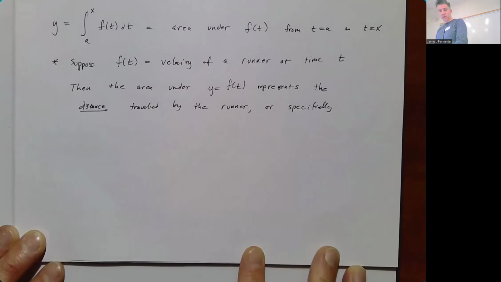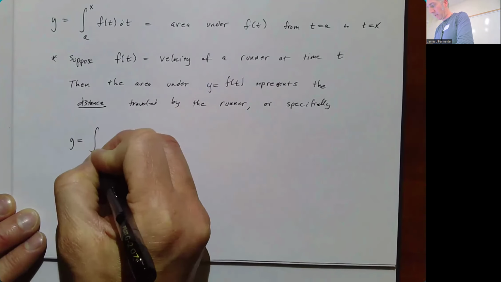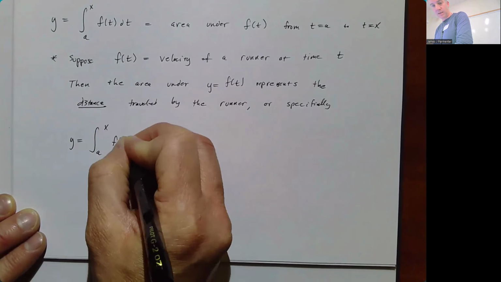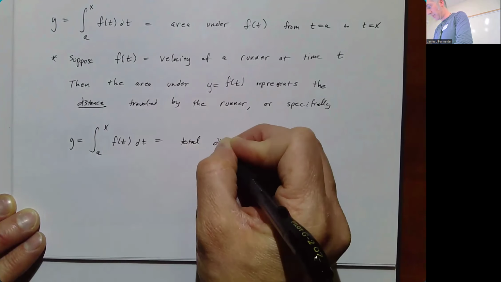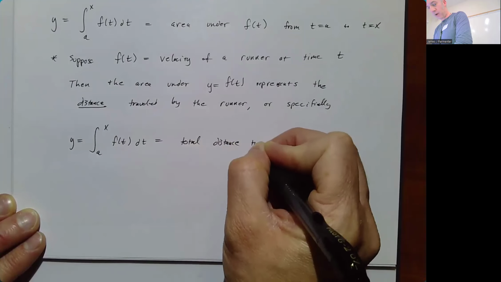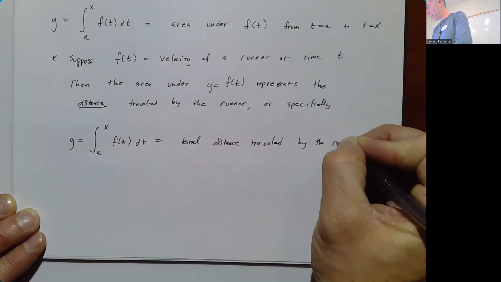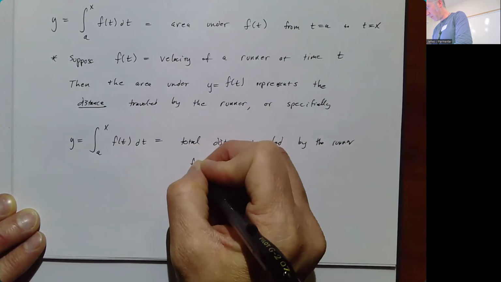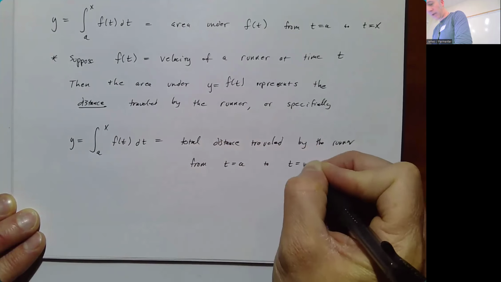So here's what it means specifically. y equal to the integral from a to x of f of t dt is equal to the total distance traveled by the runner from time equals a to time equals x.